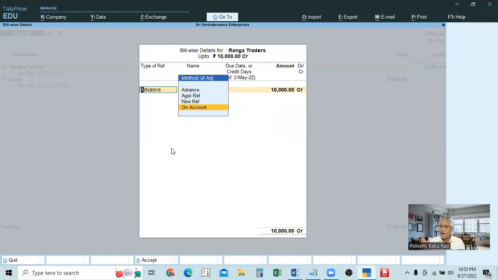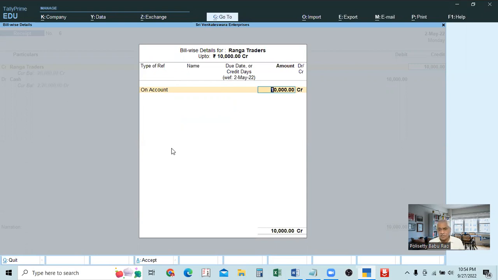We give it as on account. We don't know why on account, advance, and how the advance will be adjusted. All that we will learn. Advance or against bill, there are many options. All these options we will learn when we learn the bill wise entries.